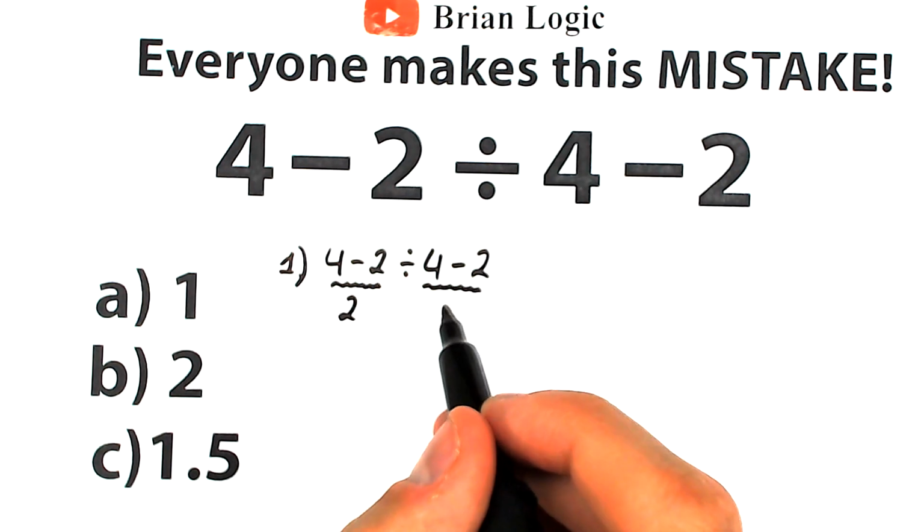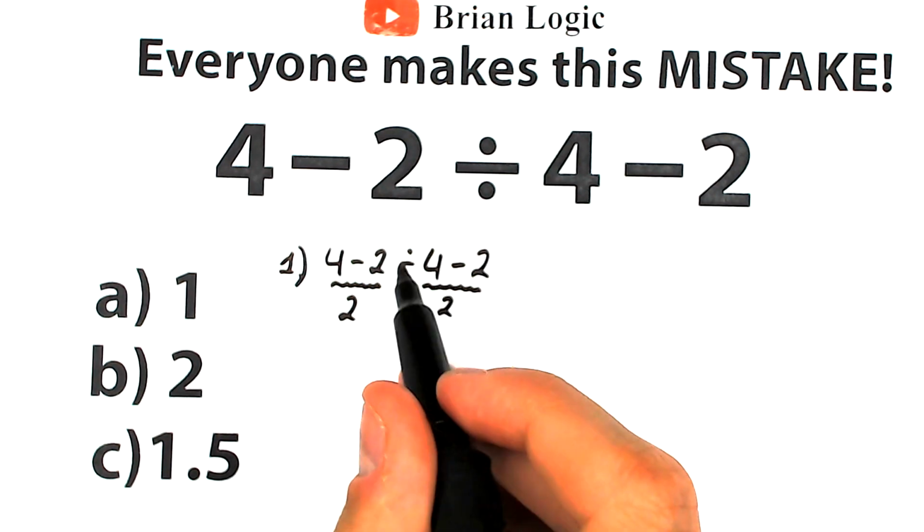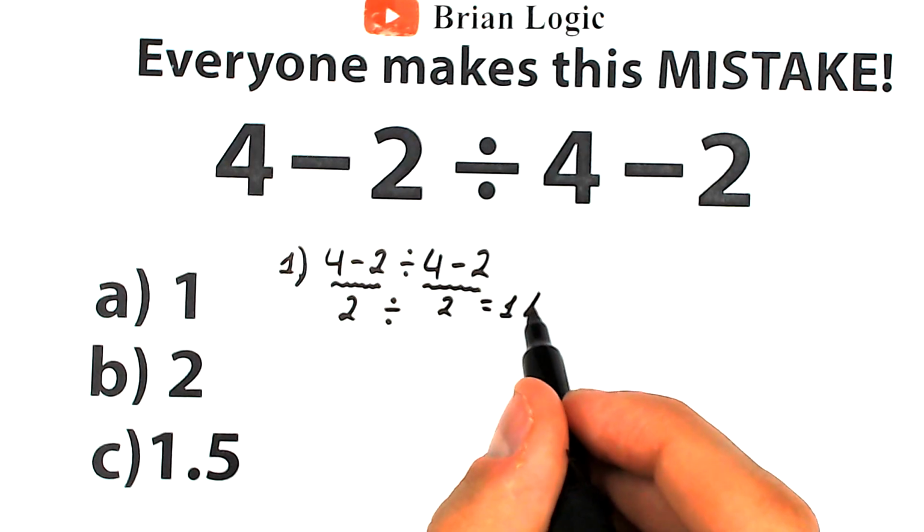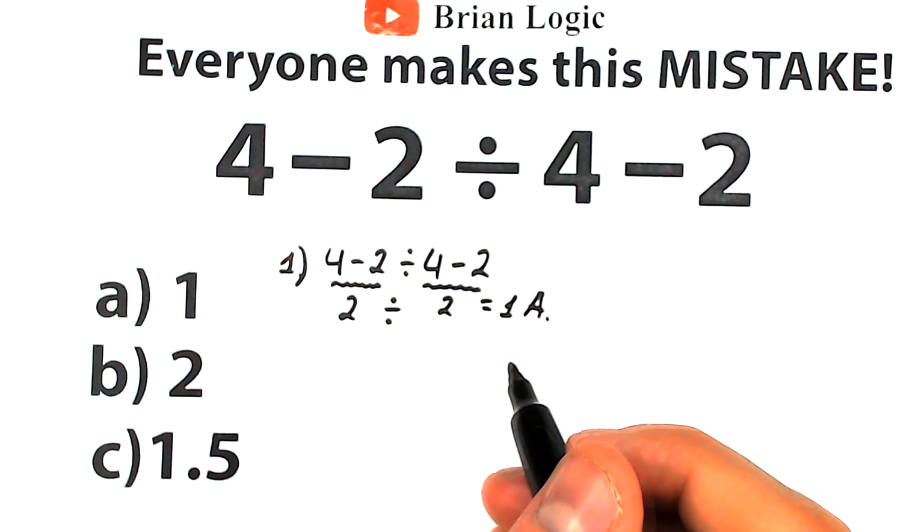So right here we have 2, right here we have 2 also. So 2 divided by 2 equals 1. Okay, so the correct answer is 1. A lot of students say it's 100% the correct answer is 1.